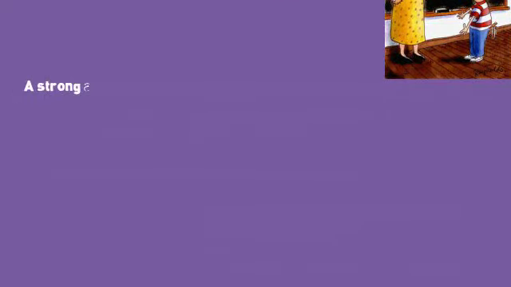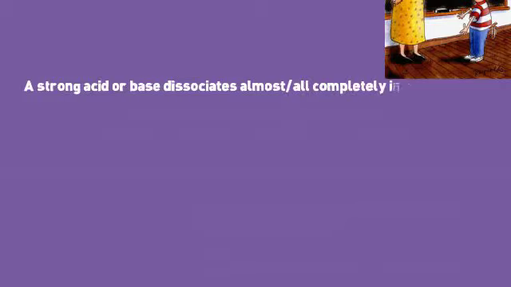All right. So what makes something strong or weak? A strong acid or base dissociates completely when you toss it in an aqueous solution. It means it always comes apart. A weak one mostly stays together.